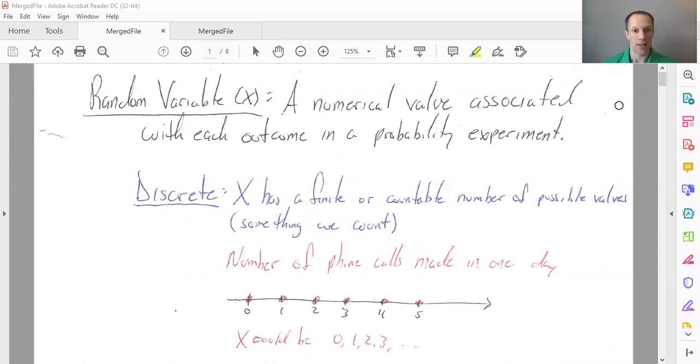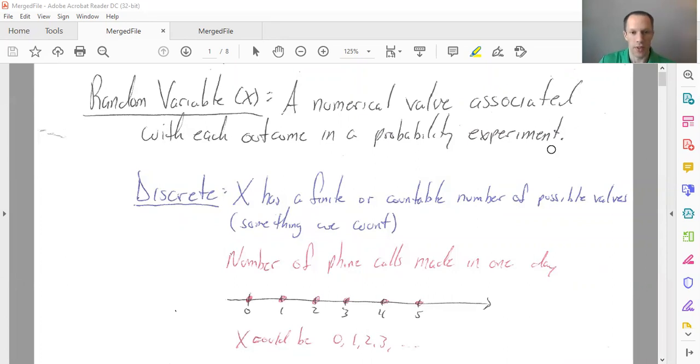Now, if we're counting something in the outcome of our probability experiment, then we'll say we have a discrete random variable. If we're measuring something, then we'll say that we have a continuous random variable. In Chapter 5, we focus primarily on discrete random variables, and we'll see continuous random variables in the future chapters.